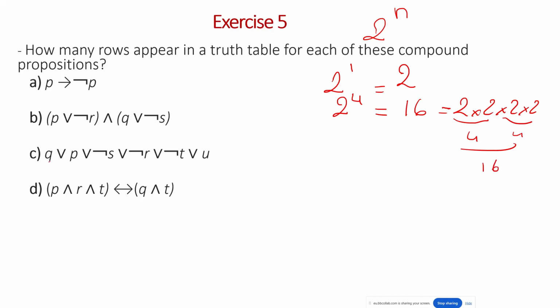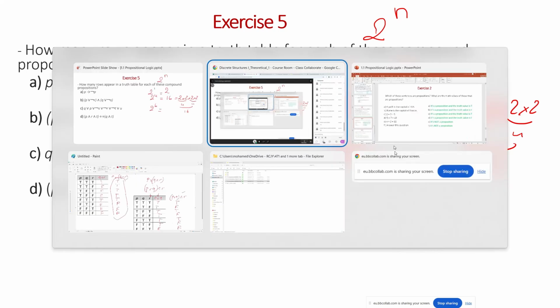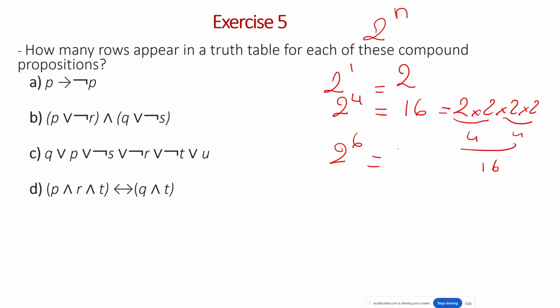What about this one? P, Q, S, R, T, U. Okay, how many? 1, 2, 3, 4, 5, 6. That means 2 to the power of 6. Now, what is 2 to the power of 6? 64. Good job. 64. What about these ones? P, R, T, Q, T. That means I have 1, 2, 3, 4. T is repeated, so I don't have to count it twice. I just count it once. So that means it's going to be 2 to the power of 4, which is going to be 16 as well.